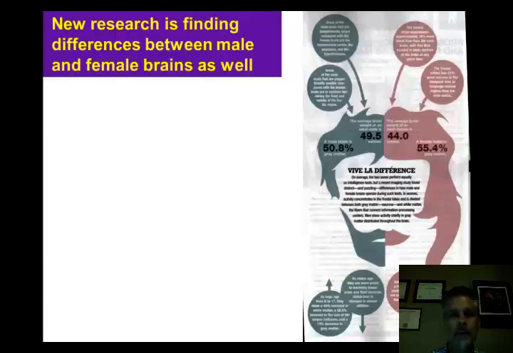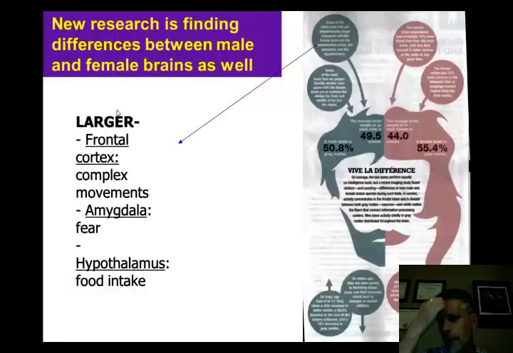One last thing about the brain and some of its unique aspects is that they're finding out that there are now differences not only between left and right, but between male and female brains as well. So when we look at that, what we find is there are certain functions that seem to be more common in certain areas that are bigger or smaller between a male and female brain. So for instance, in a male brain, the frontal cortex seems to be larger. Complex movements, frontal, right? That's going to be our conscious control. So maybe the correlation there is a lot of men are kind of handy. They can build stuff or whatever. I don't know.